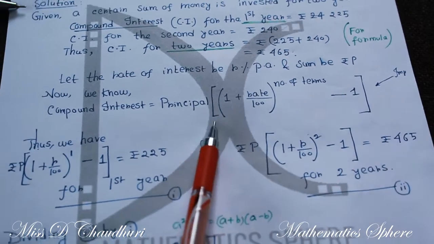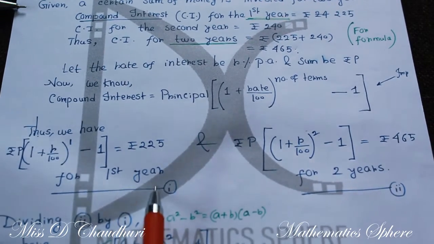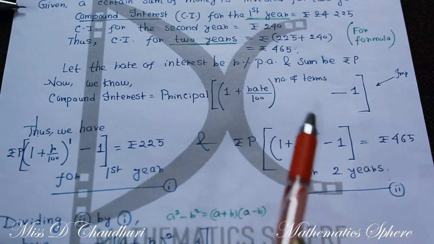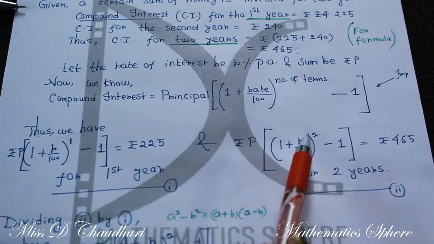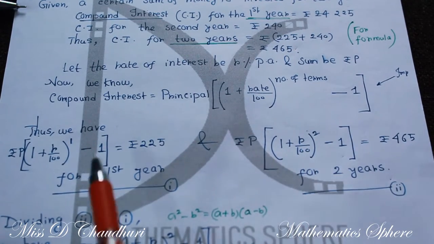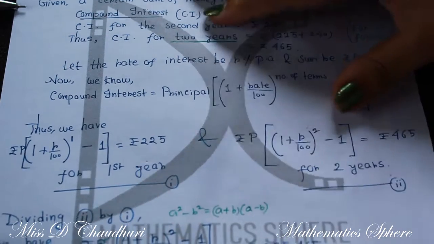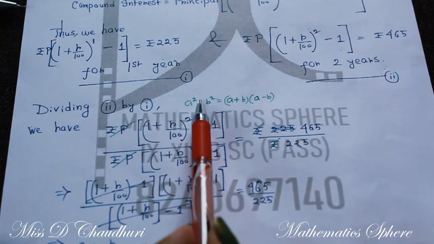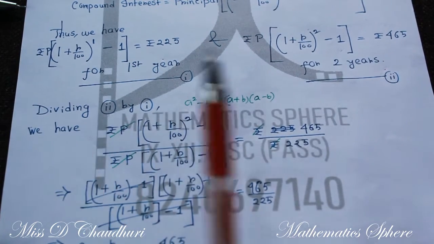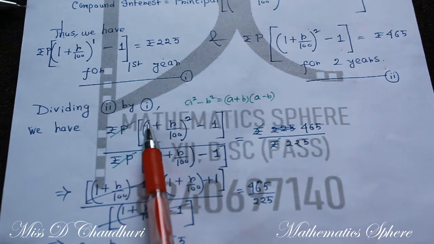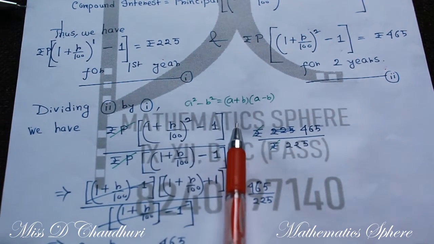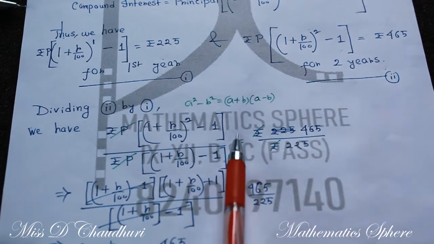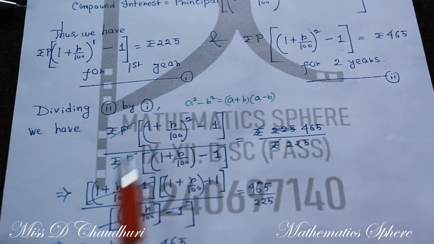So in the same way, here we have got two complex equations. This is number 1, this is number 2. Again the same thing: we will divide this equation because this has the greater power. So this equation we will divide by this equation. See this properly. We are dividing 2 by 1. So rupees P into (1 plus R by 100 whole square minus 1) divided by rupees P into (1 plus R by 100 minus 1), equal to, on this side, 465 by 225.